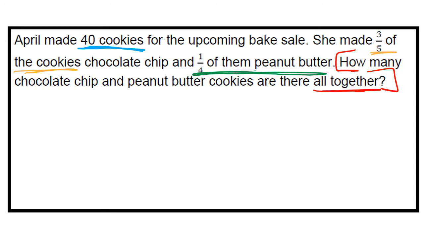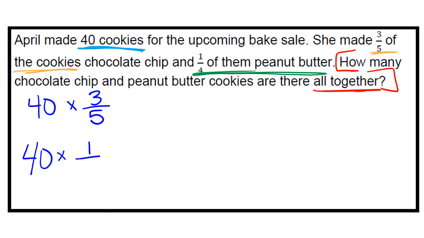And so you notice that we have some different steps here. So all we're going to do is identify operations and set it up here. If I have 40 cookies and I'm doing 3/5 of the cookies, of a total means you're going to be multiplying by that fraction 3/5. If I do the same thing with peanut butter, I have 40 cookies and then 1/4 of them are peanut butter, I'm multiplying by 1/4.